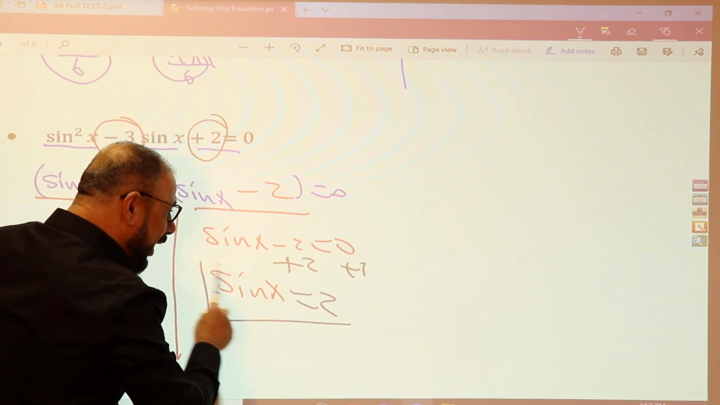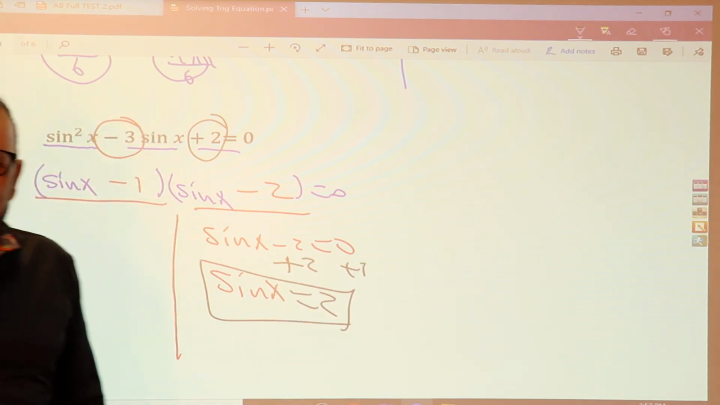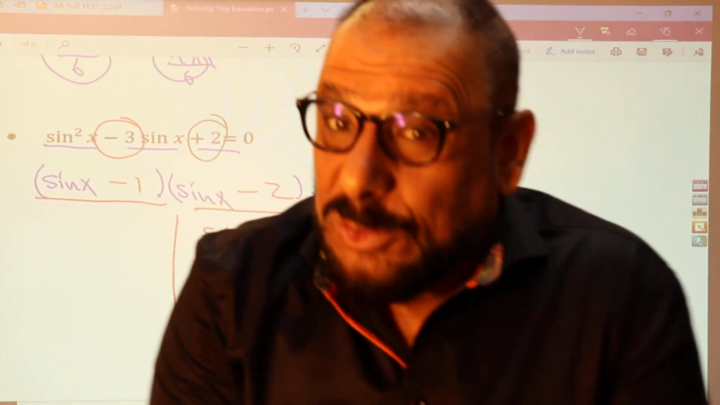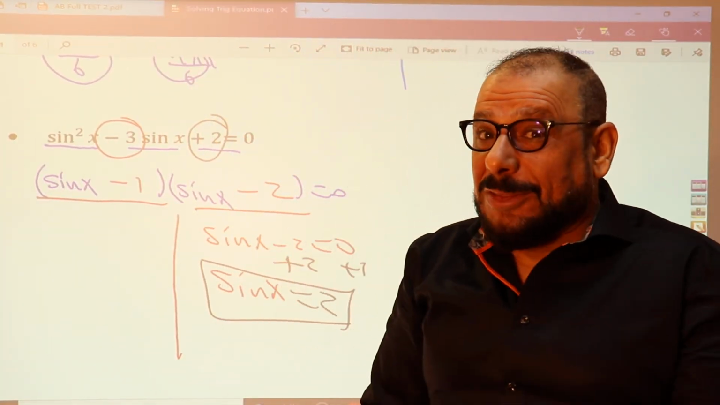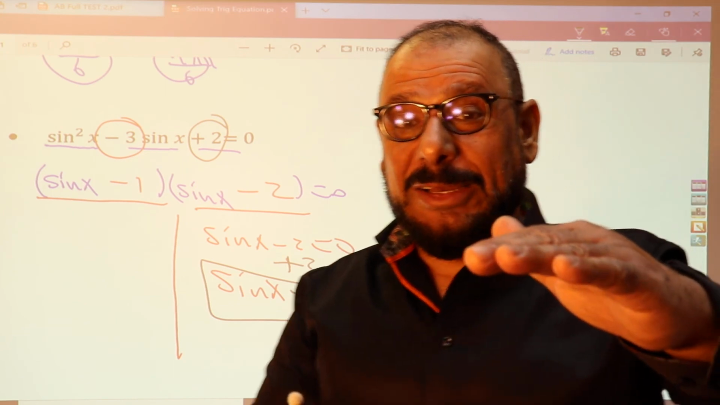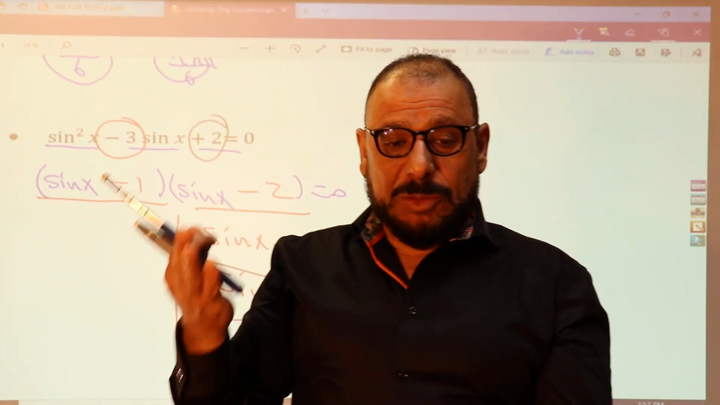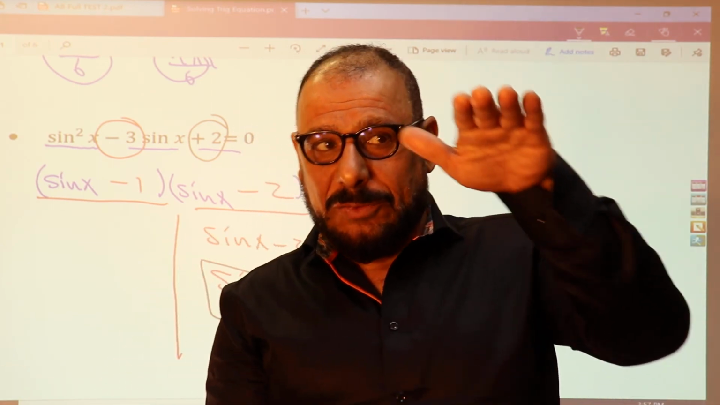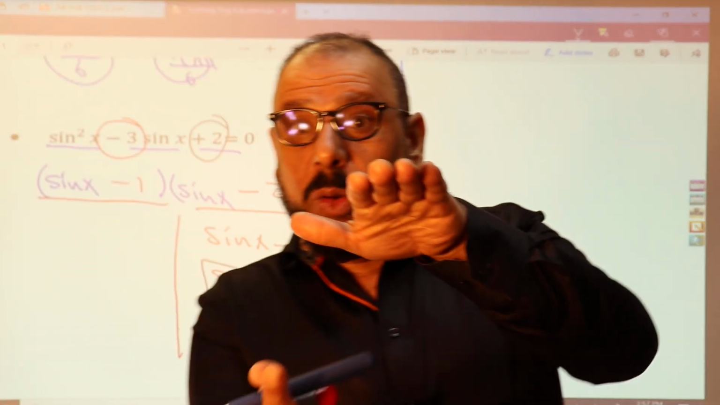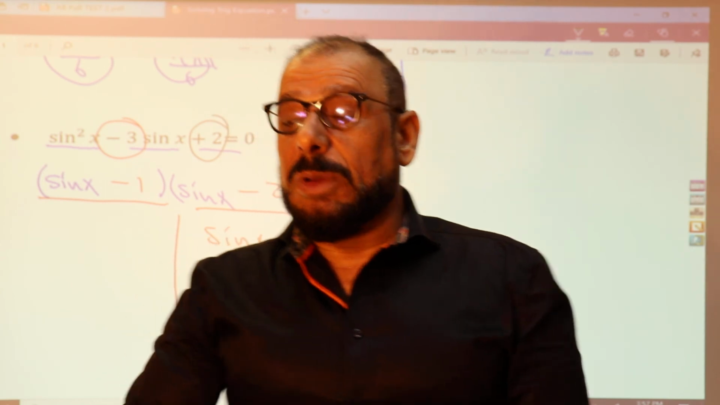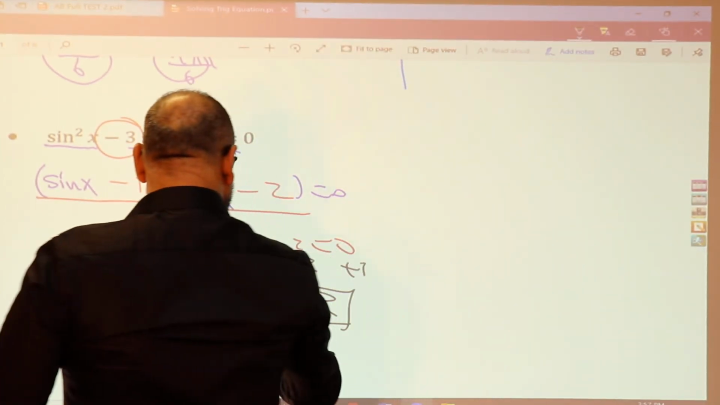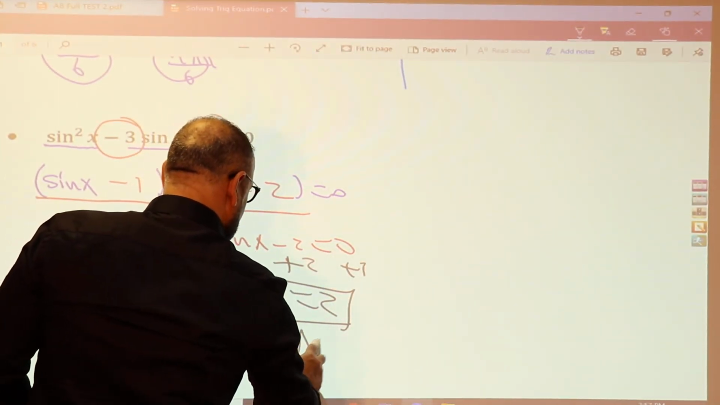What? Sine x equals 2? What? Sine x equals 2, guys? No, it's impossible. The value of sine is between -1 and 1. Maximum 1, minimum is -1. From 1 to -1, not more. Please remember this. This has no answer. We're lucky.